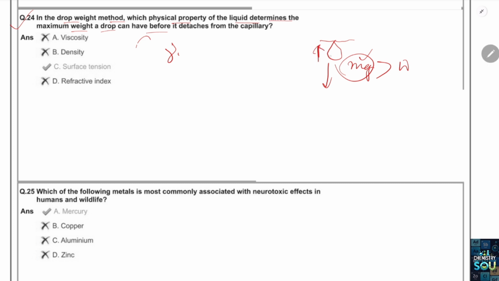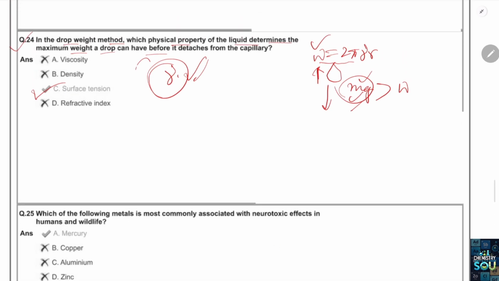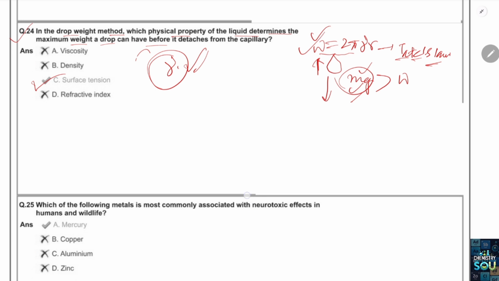to the surface tension. So there are two opposing forces. One is the surface tension, W equals 2 pi gamma r, that is the force acting upward, and the lower one, the mg force, acts downward. The force that is holding is the surface tension. Option C is correct. And this is called Tate's law. So option C is correct.